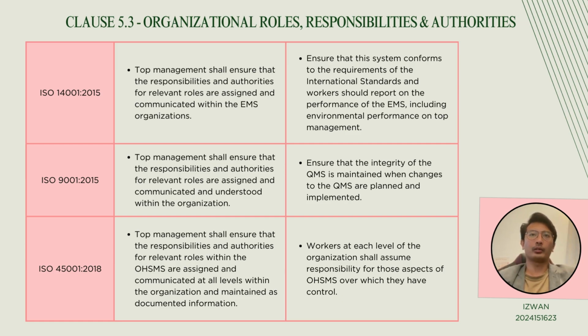Next, we go to ISO 9001. Top management shall ensure that the responsibilities and authorities for relevant roles are assigned, communicated and understood within the organization. Ensure that the integrity of the QMS is maintained when changes to the QMS are planned and implemented. The last one is ISO 45001. Top management shall ensure that the responsibilities and authorities for relevant roles within the OHSMS are assigned and communicated at all levels within the organization and maintained as documented information.